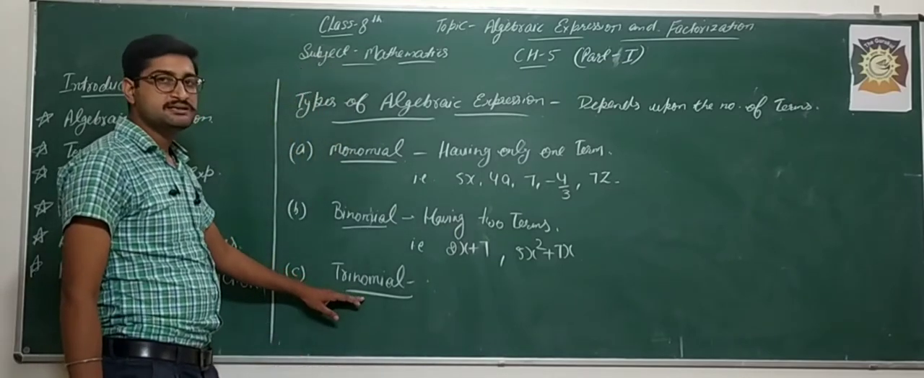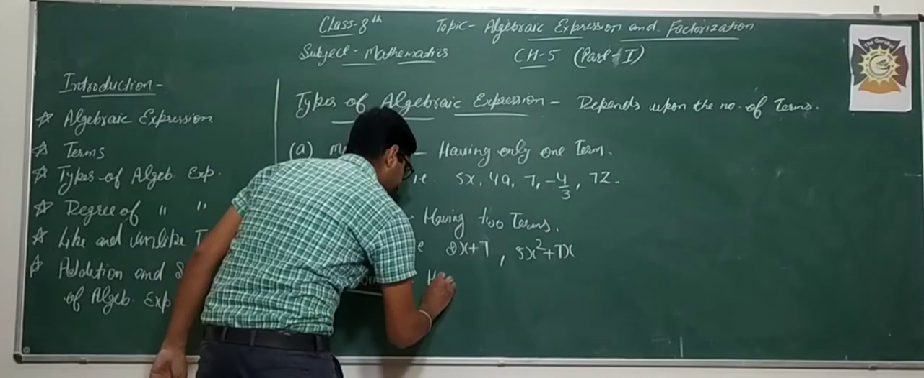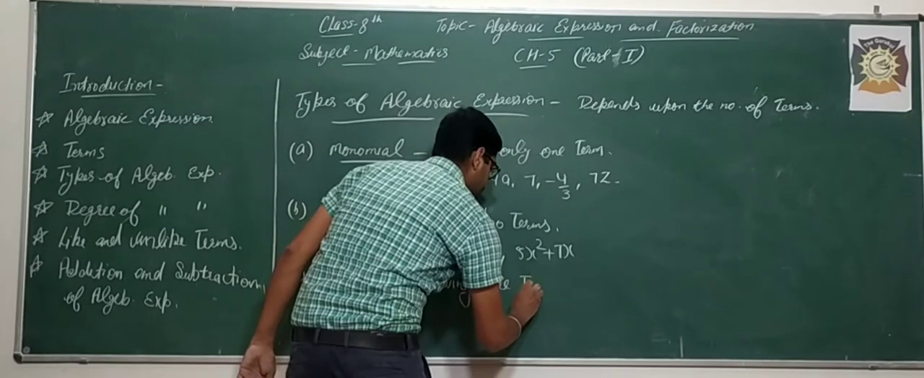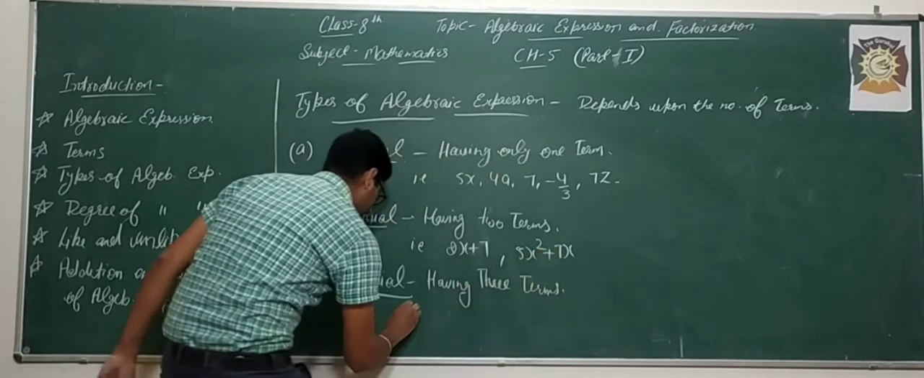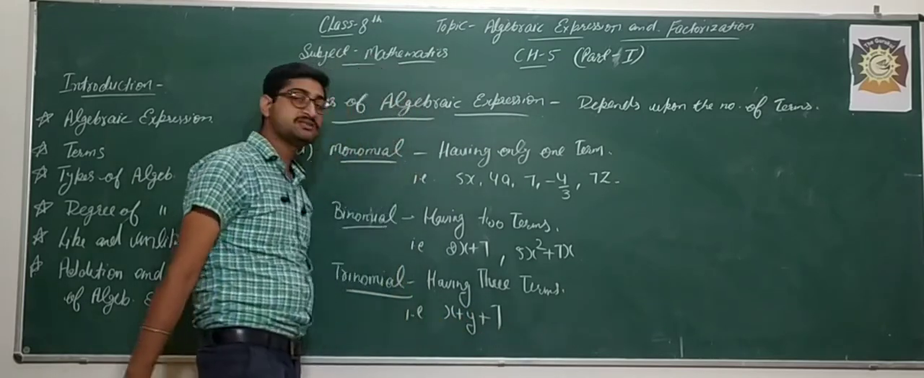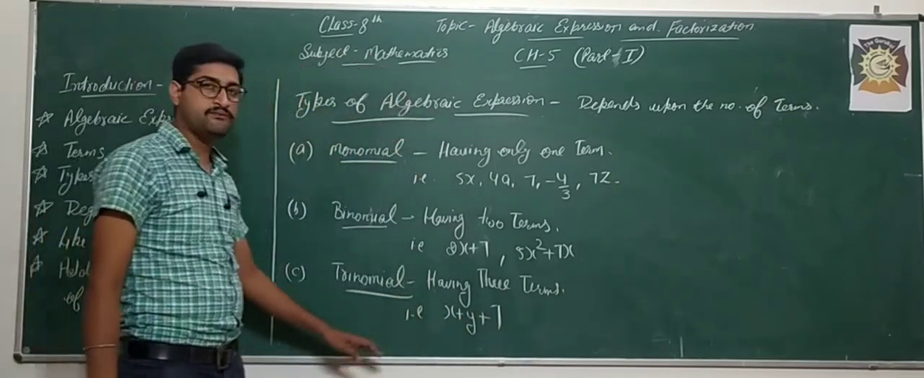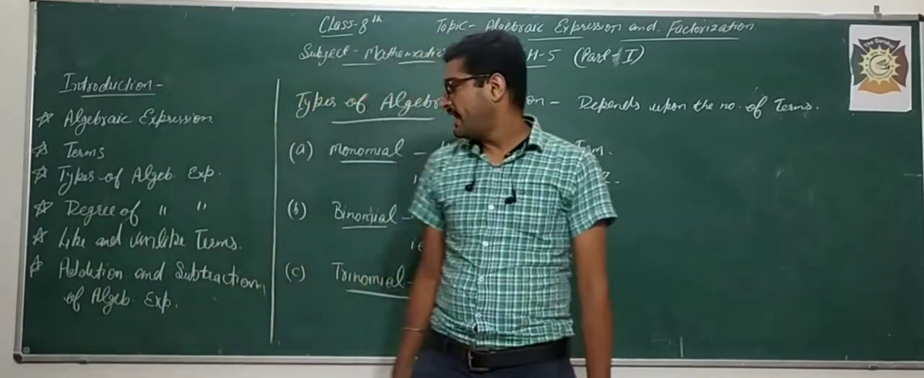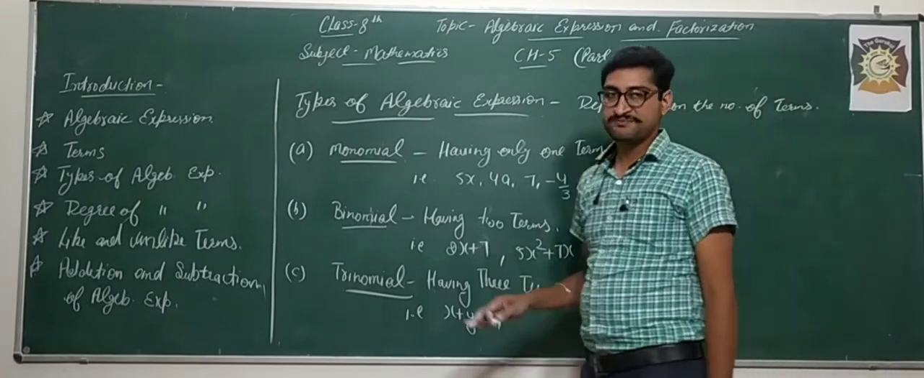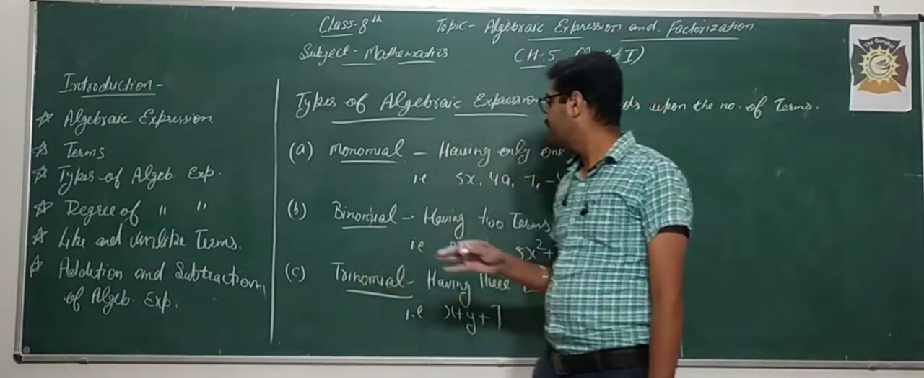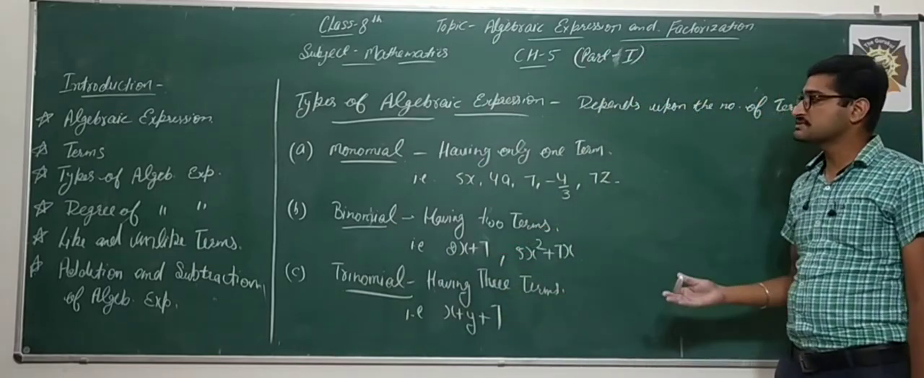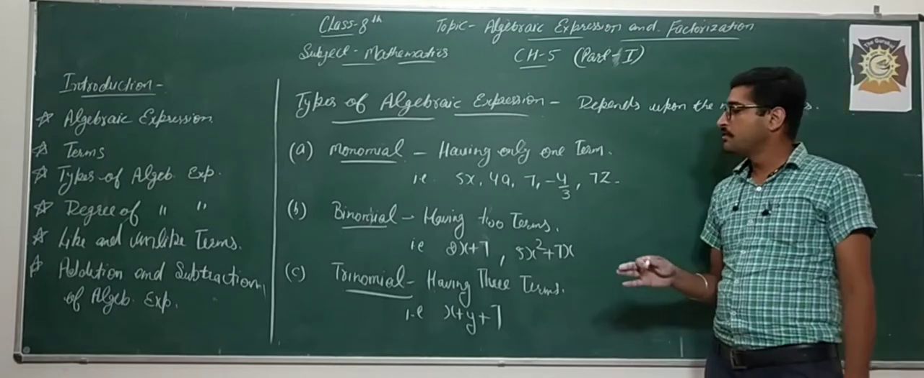Now the third one is trinomial, having three terms. For example, x plus y plus 7, having three terms. So it comes in the category of trinomial. All these are called polynomials. Algebraic expression having one term or two terms or three terms, all comes in the category of polynomials.